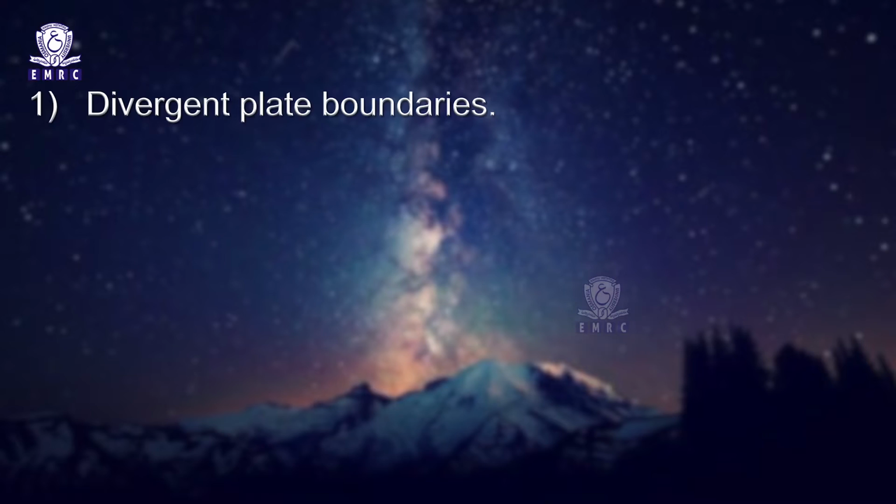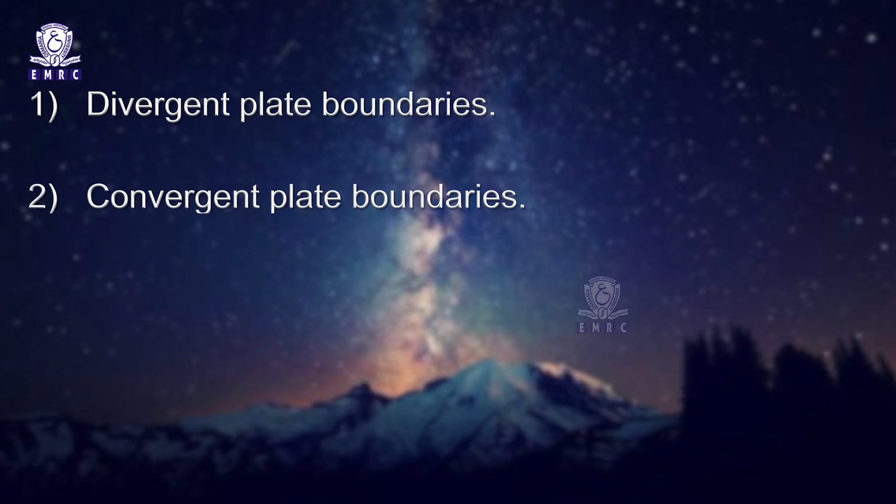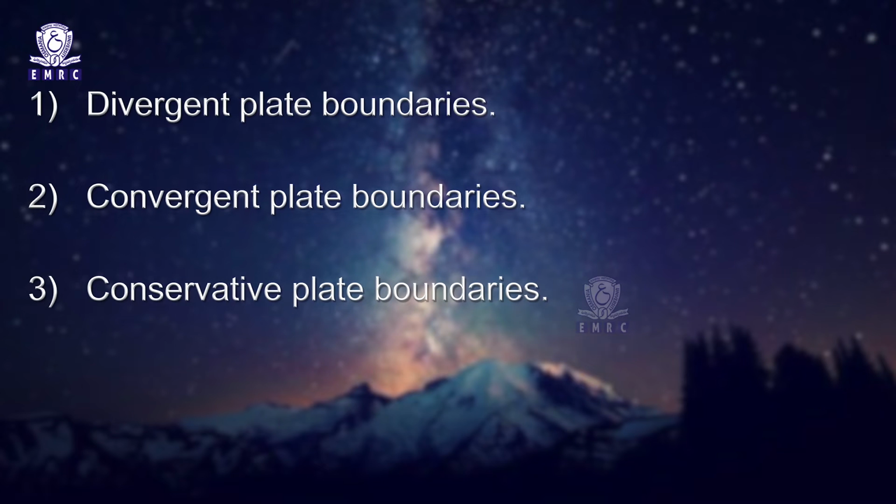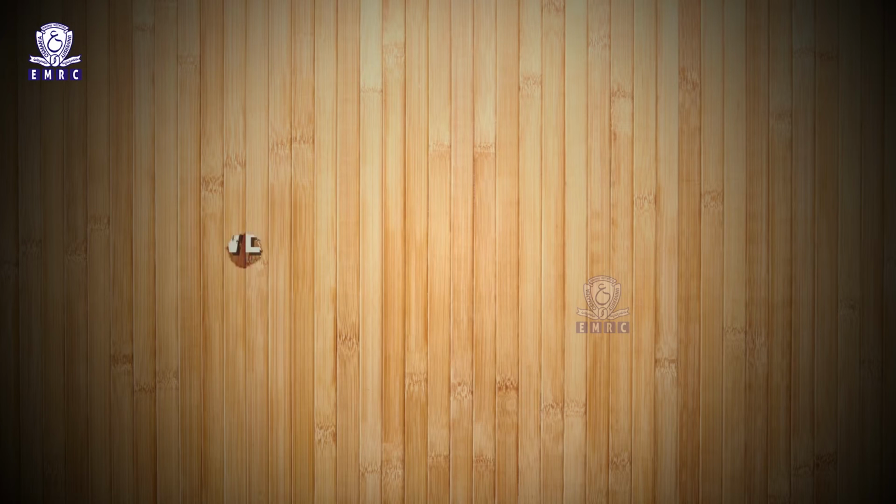There are three types of plate boundaries. One, the divergent plate boundary. Two, the convergent plate boundary. And third, conservative plate boundaries.